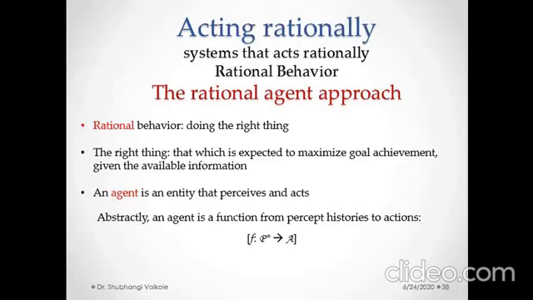The rational thing or the right thing is that which is expected to maximize goal achievement given the available information. Suppose we have to perform some task, and we give some information. Whatever information is available to that agent, if the agent is able to perform that task with the maximum goal achievement, then we can say that the right thing is happening and the agent is rational.